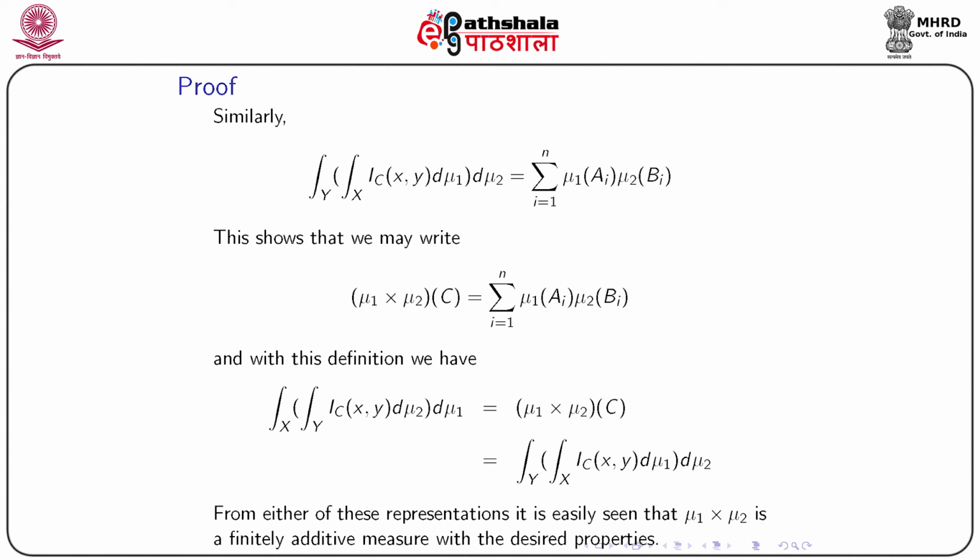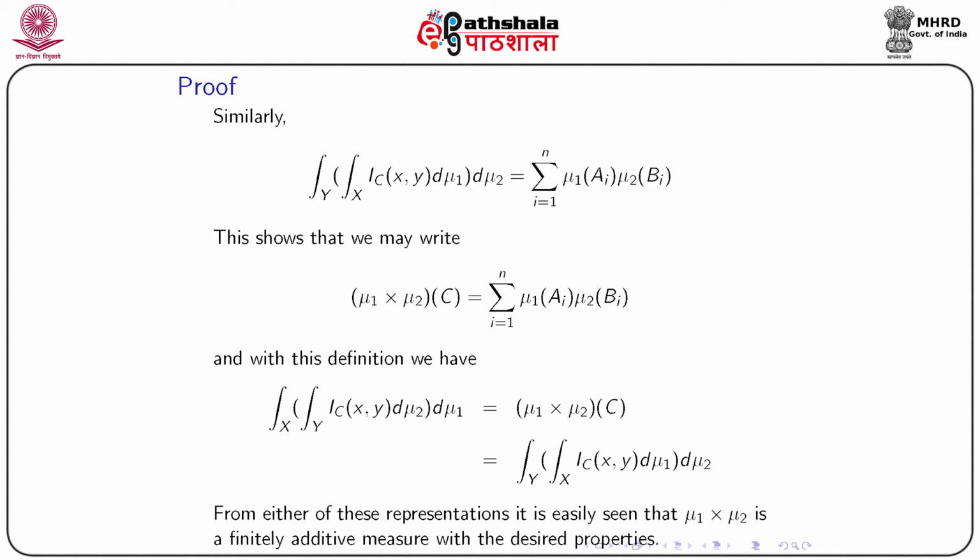Similarly, if we exchange the position of x and y, then we have integration over y, integration over x, I_C(x,y) dμ1 dμ2 is equal to the sum over i from 1 to n of μ1(A_i) μ2(B_i). This shows that we may write the product measure μ1 × μ2(C) as the sum over i from 1 to n of μ1(A_i) μ2(B_i).